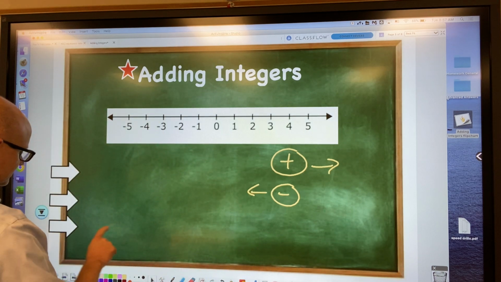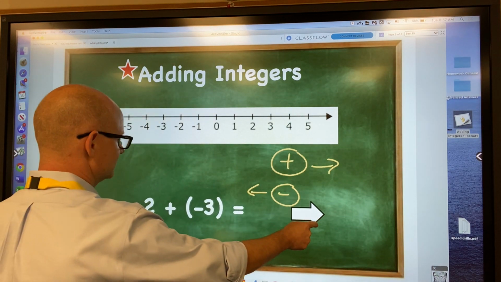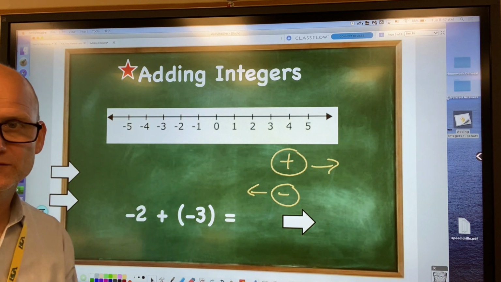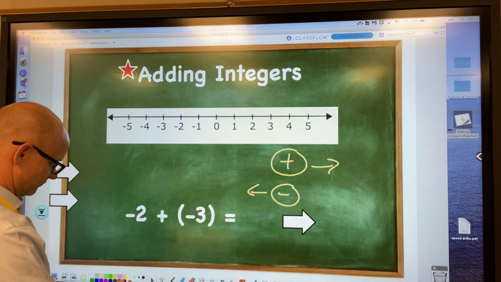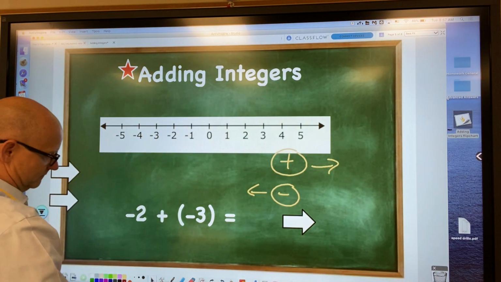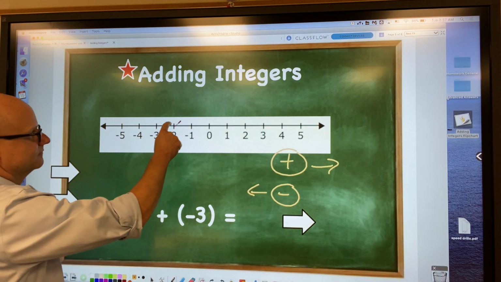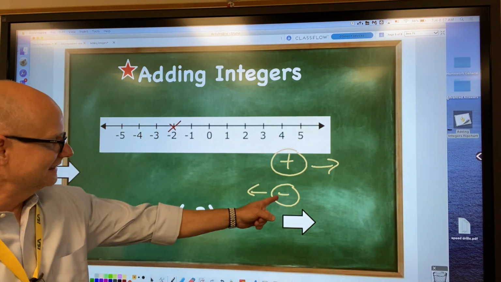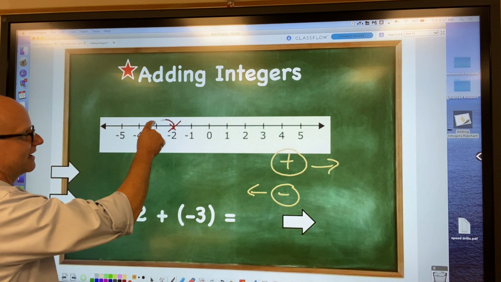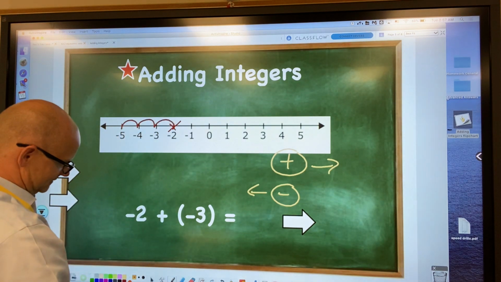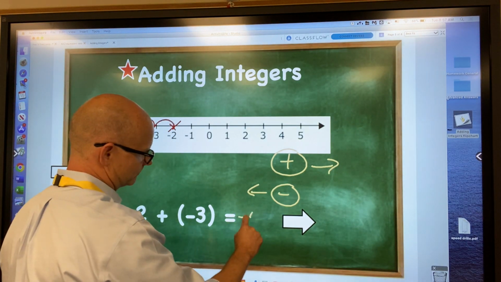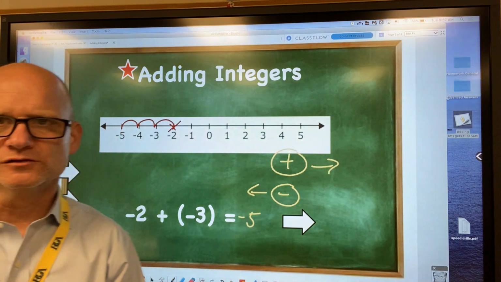So look at this. This one says negative 2 plus negative 3. Well, I start with a negative 2, which is here. And because I'm adding a negative, I'm going to the left. And this time I get negative 5. Okay? So that maybe is a little bit more clear.